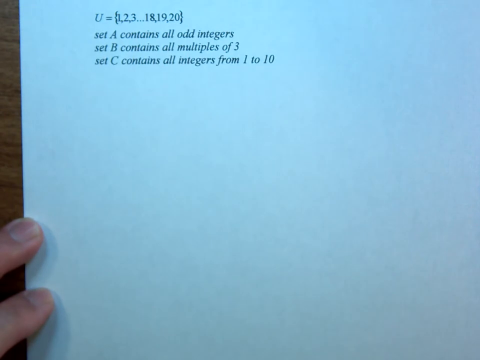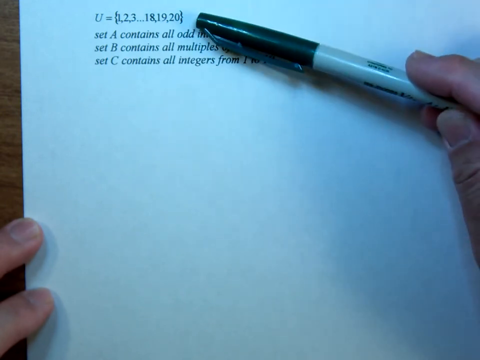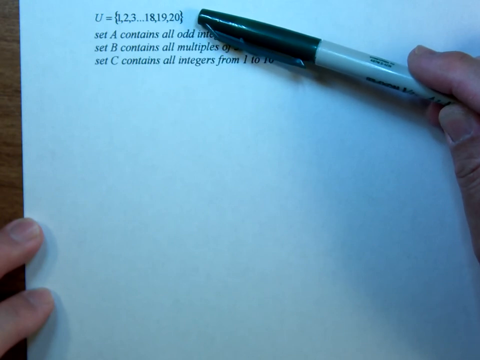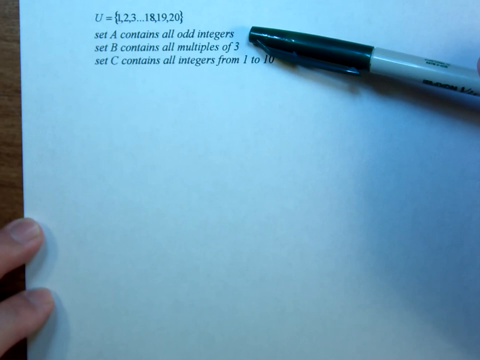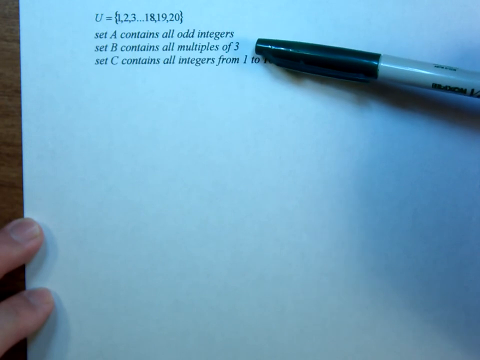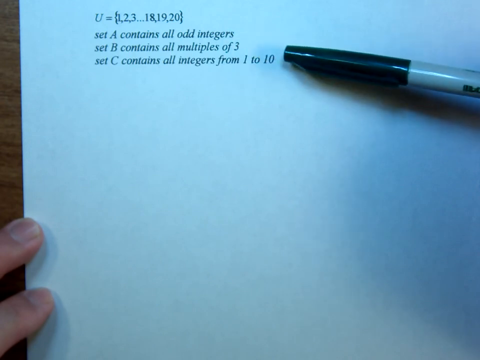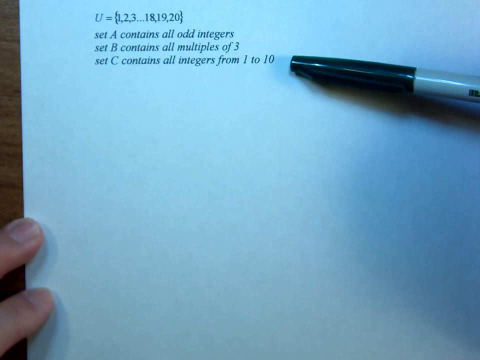Okay, in this video we will talk about the set operations. Right, so there you see the sets in question. The universal set U is the integers from 1 to 20. Set A contains all odd integers, B multiples of 3, and C 1 to 10.